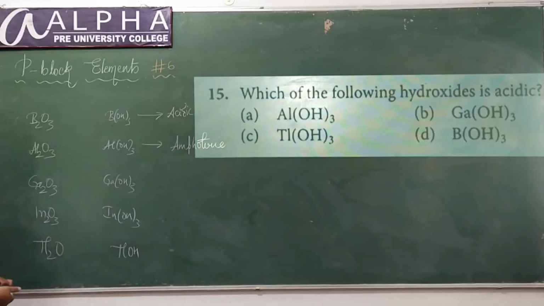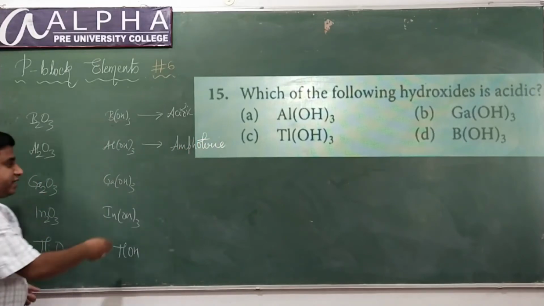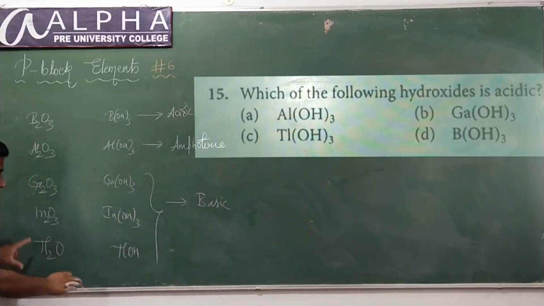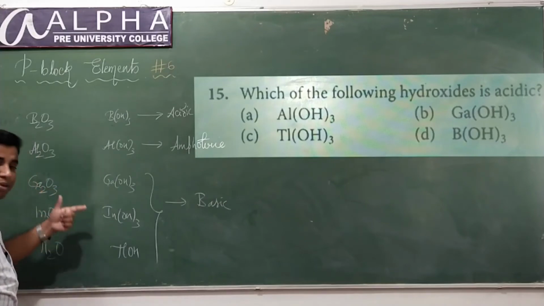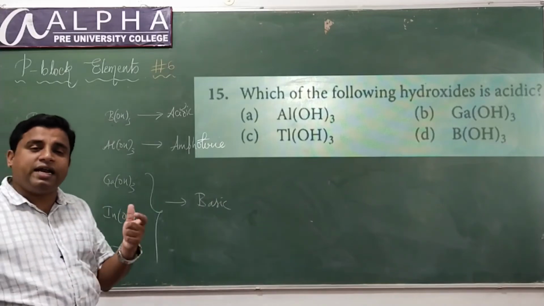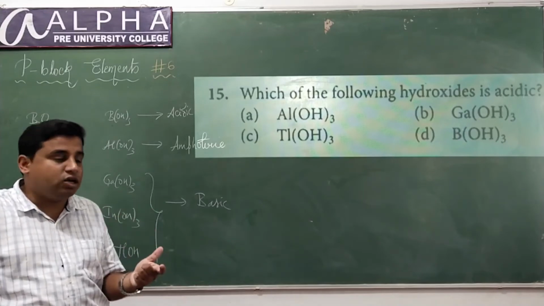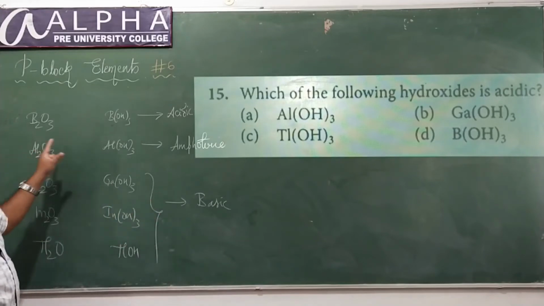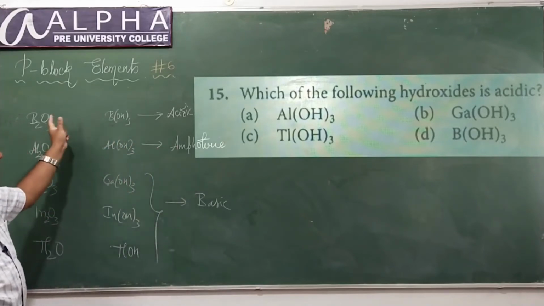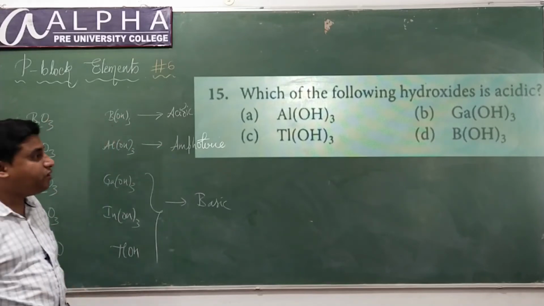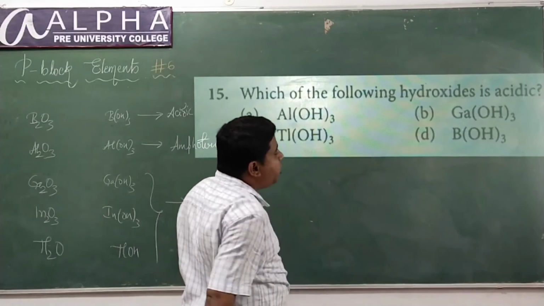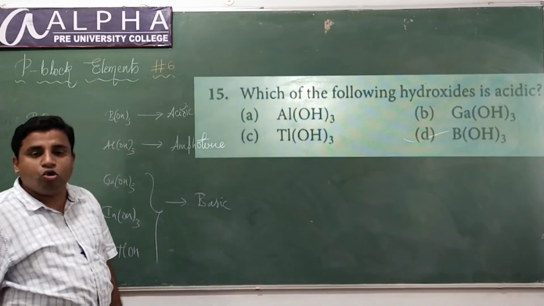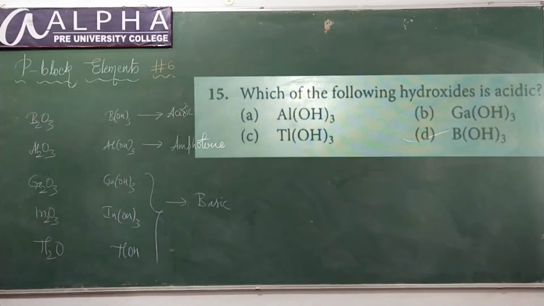Whereas the oxides and hydroxides of the rest of the elements are purely basic, because all these are pure metals: gallium, indium, thallium. The oxides and hydroxides of metals are basic, whereas the oxide and hydroxide of aluminium is amphoteric. The oxide and hydroxide of boron is acidic. Therefore, the correct answer is boron hydroxide. Understood? Next question.